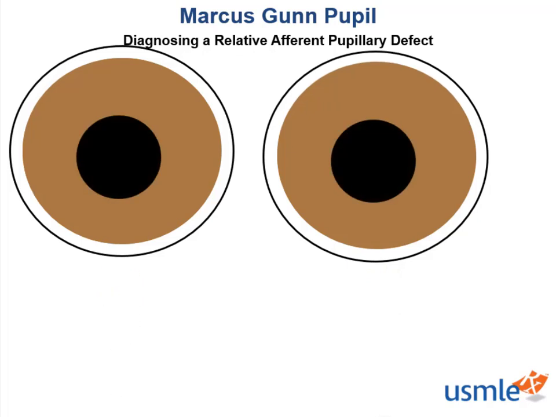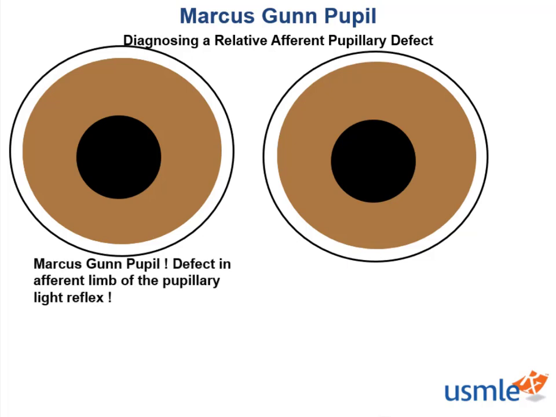So, what is your diagnosis, student doctor? This is the affected eye that demonstrates a Marcus-Gunn pupil. There is a defect in the afferent limb of the pupillary light reflex in this eye, causing relative dilation of both pupils. I have another question for you. What are the two key structures in the affected eye that may be damaged?